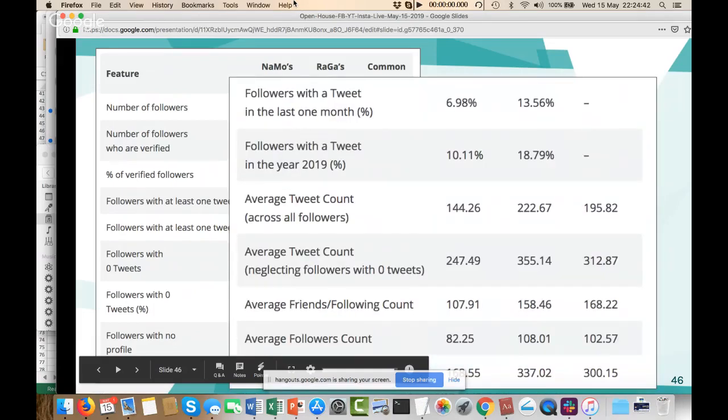Followers who tweeted in the last one month. The thing that we are also interested in when we say active and everything is quantifying it, to say that the tweet that we are looking at is in the last month, or starting from 2019 and things like that. This slide is showing you average tweet count, average friends and following count, and all of that, just to give you more empirical information about these two handles. And one of the main goals for this project is also that, right? Just sheer numbers. Can we look at numbers and have interesting observations?